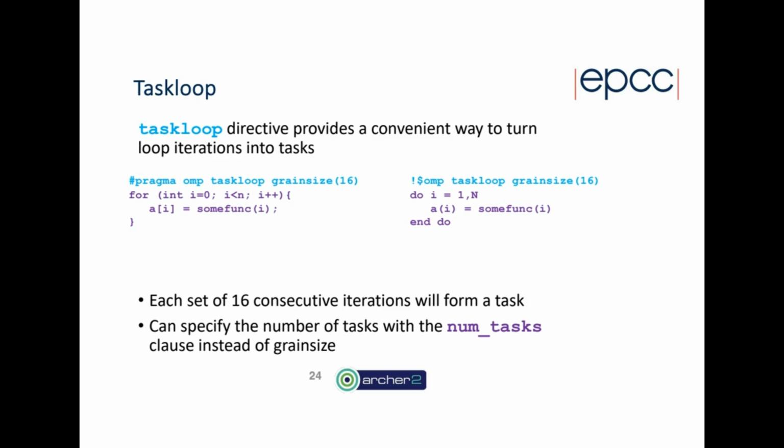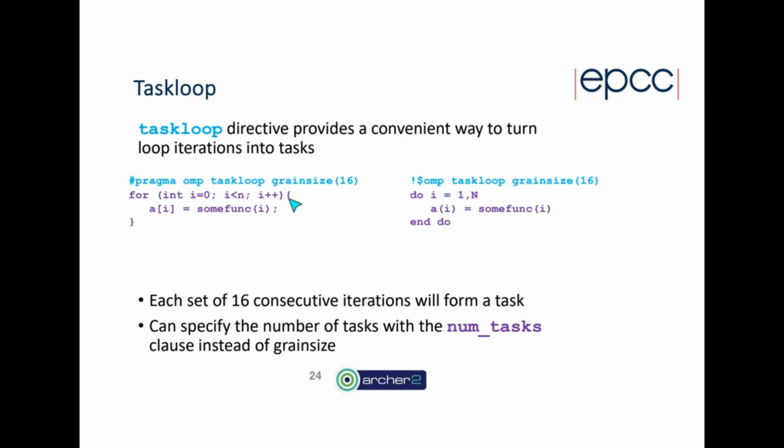Okay, a couple of other things to mention about tasks. Sometimes you have a loop where you basically want to turn the body of the loop into a task. You can do that by just rewriting it, but you might want some control over how many loop iterations go into a separate task, and there's a convenience mechanism called taskloop, which basically does it for you.